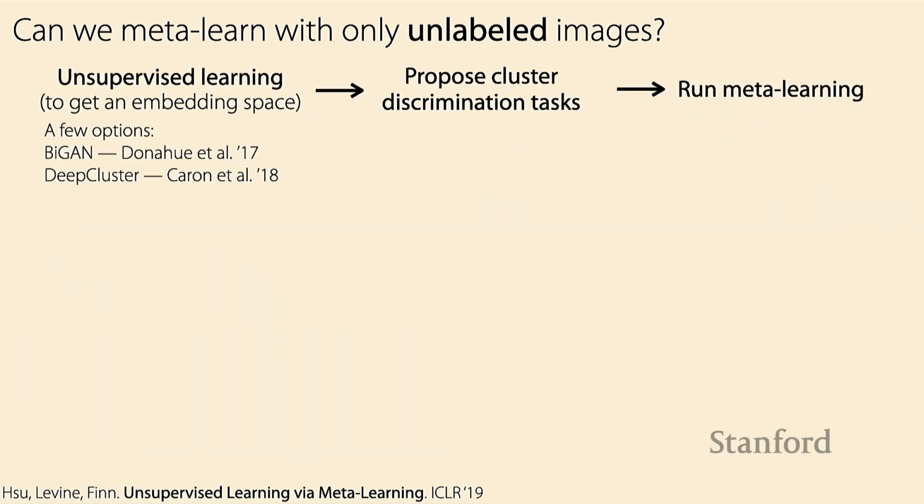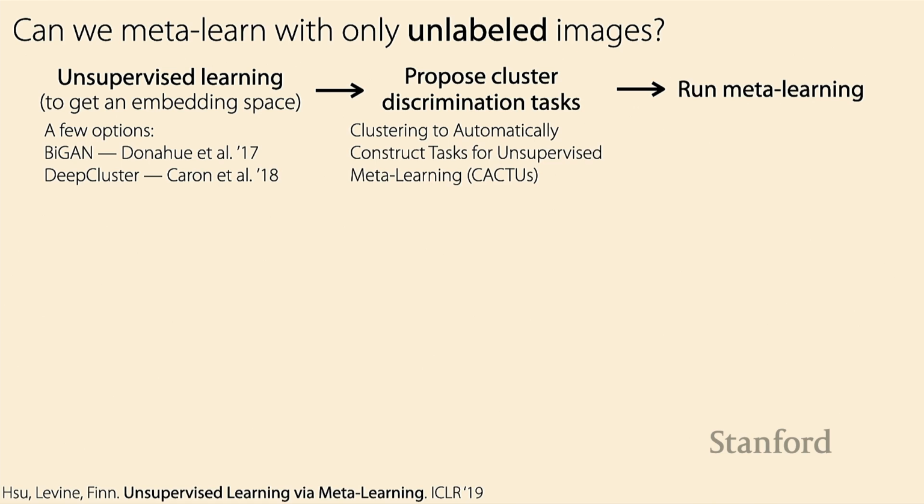There are a few different ways to instantiate the different steps here. For the first step, we could use some unsupervised learning methods. This paper is a couple years old, so it's going to use some unsupervised learning methods that are a couple years old, but you could also plug in something more recent as well. This is clustering to automatically construct tasks for unsupervised meta-learning, or CACTUs. And then you can combine this with a meta-learning algorithm that operates on those tasks, like MAML or prototypical networks.